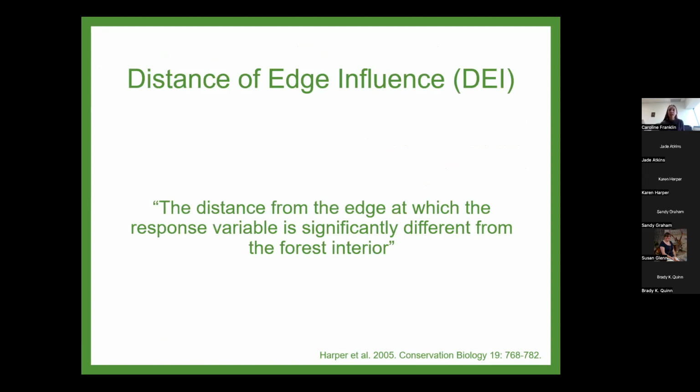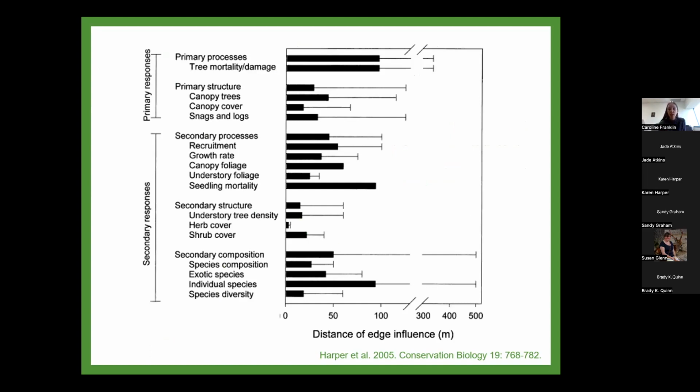So then we can try to quantify that edge influence. If we think about the term distance of edge influence, that's the distance from the edge at which the response variable is significantly different from that forest interior. There's a really nice study done on anthropogenic edges that tried to quantify that distance of edge influence for different response variables related to vegetation.